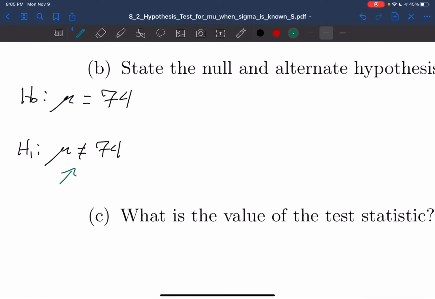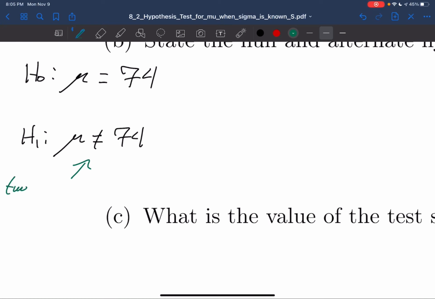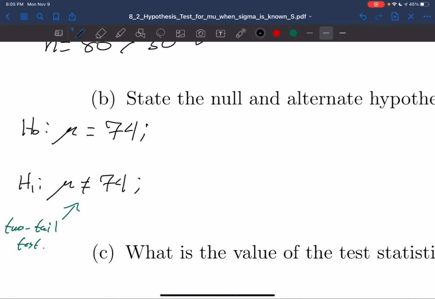So what are we dealing with? Are we dealing with a left tail, right tail, or two-tail test? Well, since our alternative hypothesis says that mu is not equal to 74, this gives you an idea that we're dealing with a two-tail test. Nice.